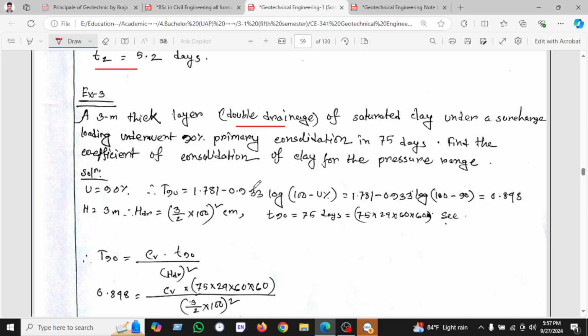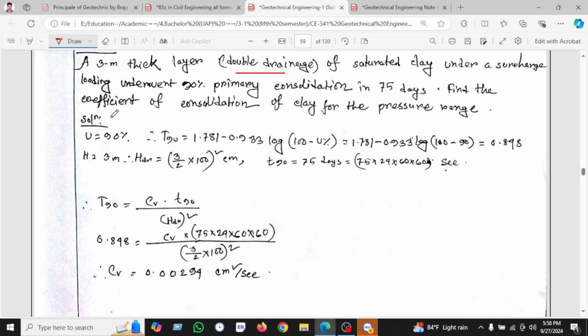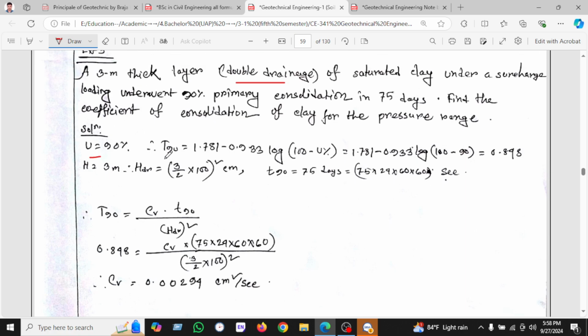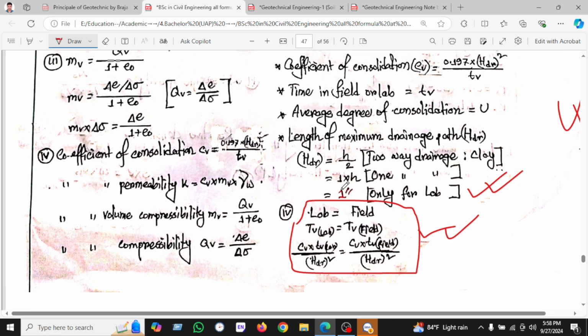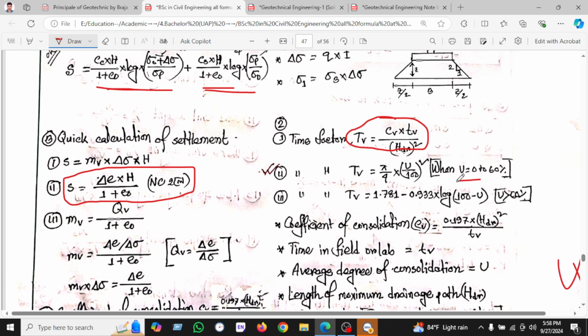This clay layer is a vital issue for the pressure range. Okay, so this is given: U equal to 90%, and T is 1.781 minus 0.933 log 100 minus U. So how do we get this formula? If we go to the formula sheet, this is the formula.